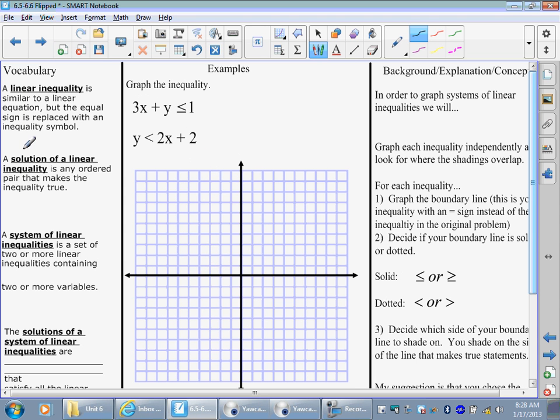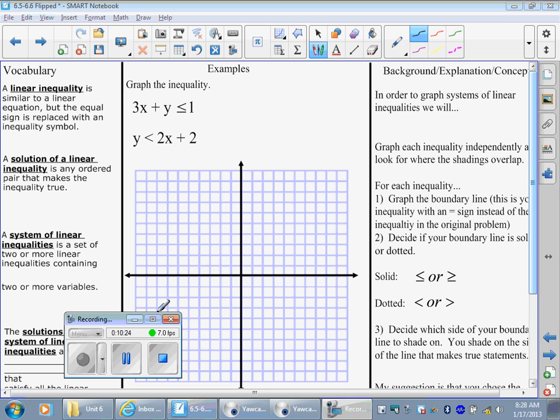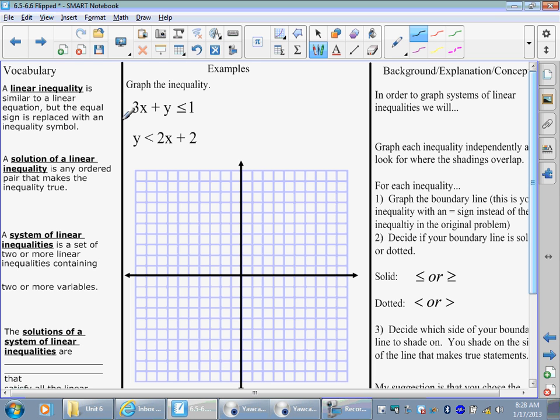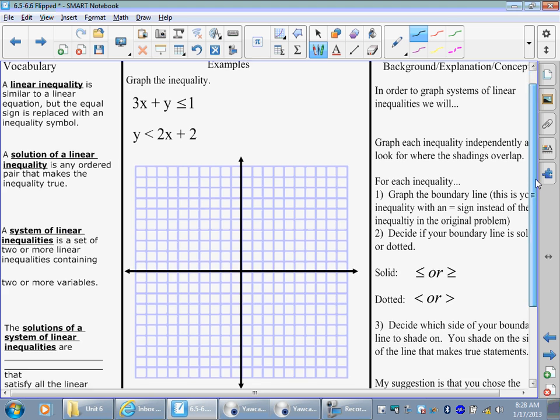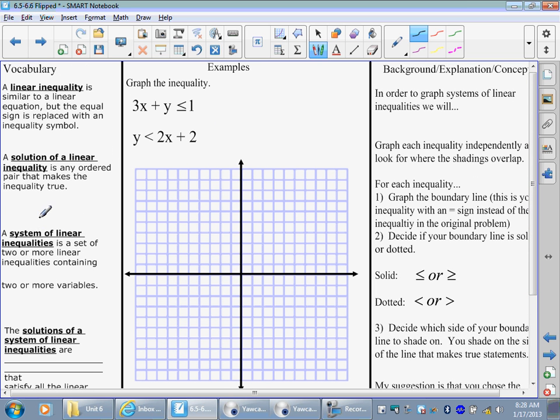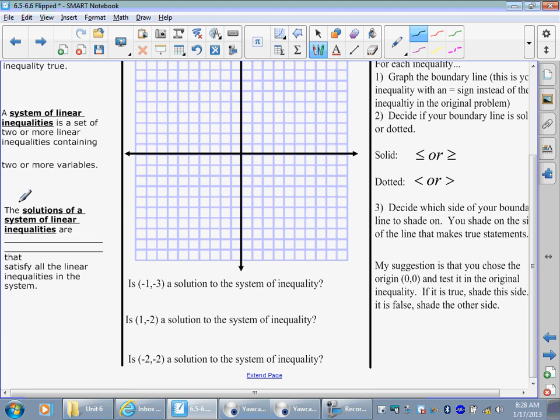Now, what if, instead of looking at a single linear inequality, we are looking at a system of linear inequalities? How are we going to graph a system of linear inequalities? Well, it's just two linear inequalities. So we need to graph this one, and we need to graph this one, and we need to see where they overlap. So, a solution of a system of linear inequalities are the ordered pairs that satisfy all the linear inequalities in the system.